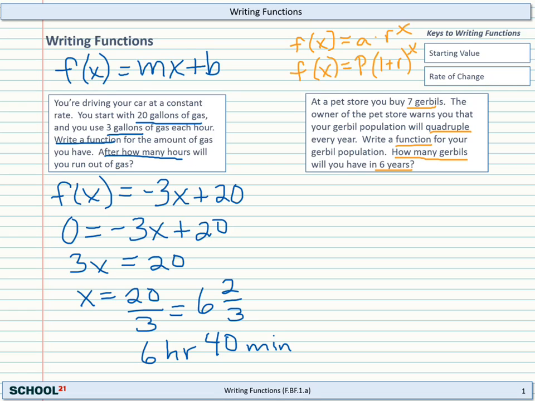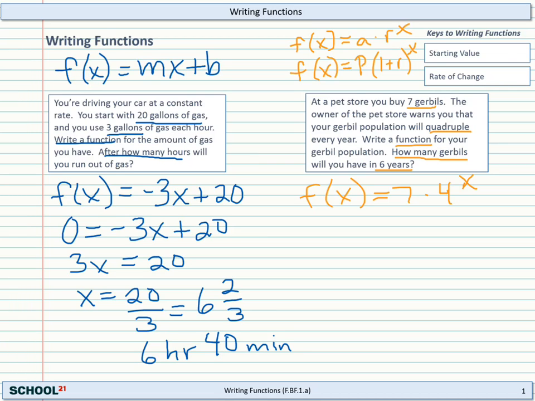So let's go ahead and write out and see if we can understand what our starting value is and what our rate of change is. In this case, the start value will be a, and we know that we started with 7 gerbils. So we'll go ahead and write equals 7. And then the rate of change looks like it's quadruples. That means 4 times. So we'll go ahead and write 4 to the x. So each year we're going to times that starting value 7 by 4.